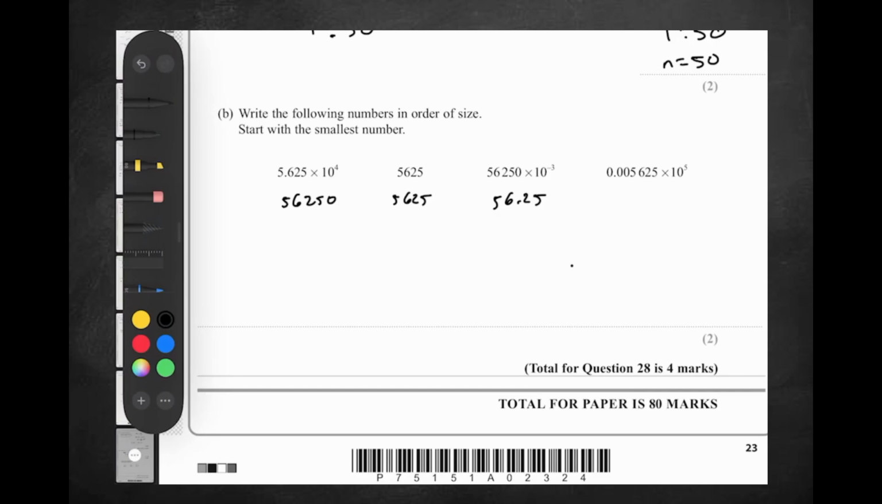And 0.005625 times 10 to the power 5 is 562.5. You don't need to be afraid to use a calculator, seeing as we're given it, especially if you've got used to typing in multiplied by 10 to the power something. Makes life a lot easier. So smallest first will be this one. So we're going to have 56250 times 10 to the minus 3 first. Then this one, 0.005625 times 10 to the 5. Then this one, 5625, and then the last one.